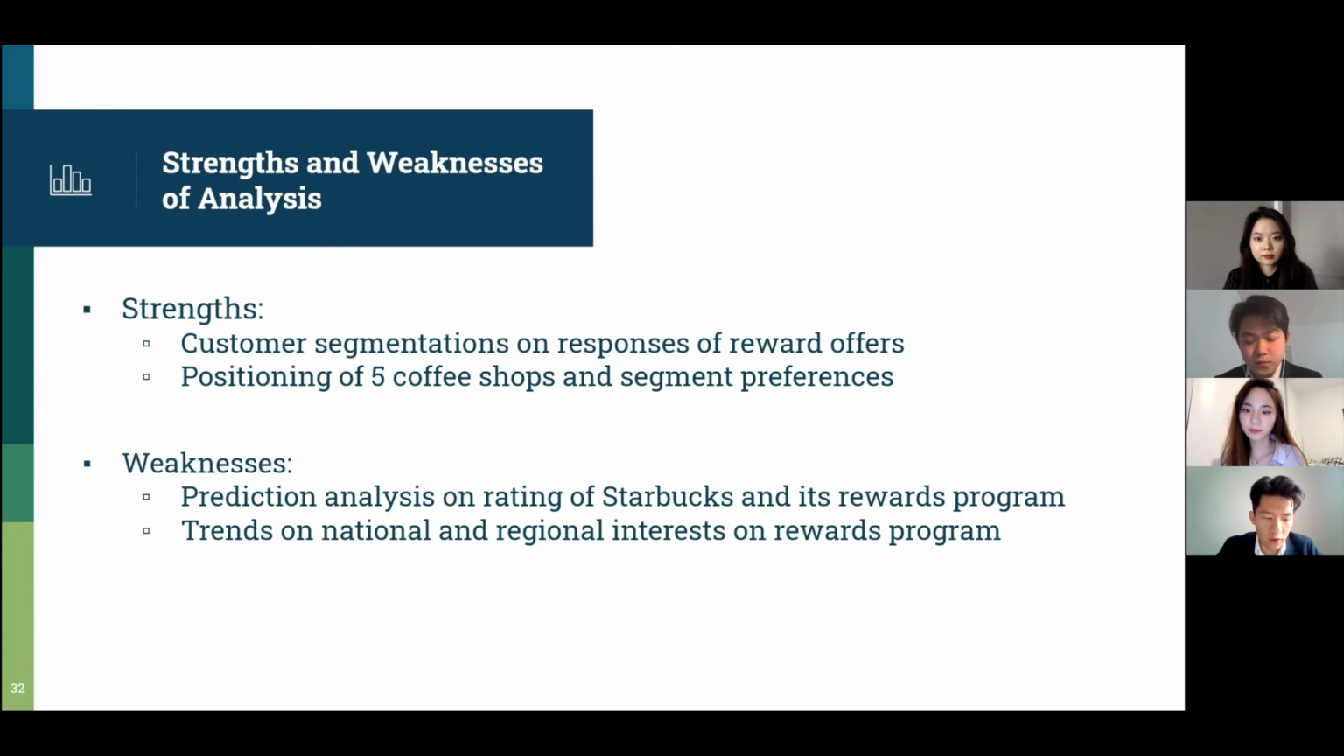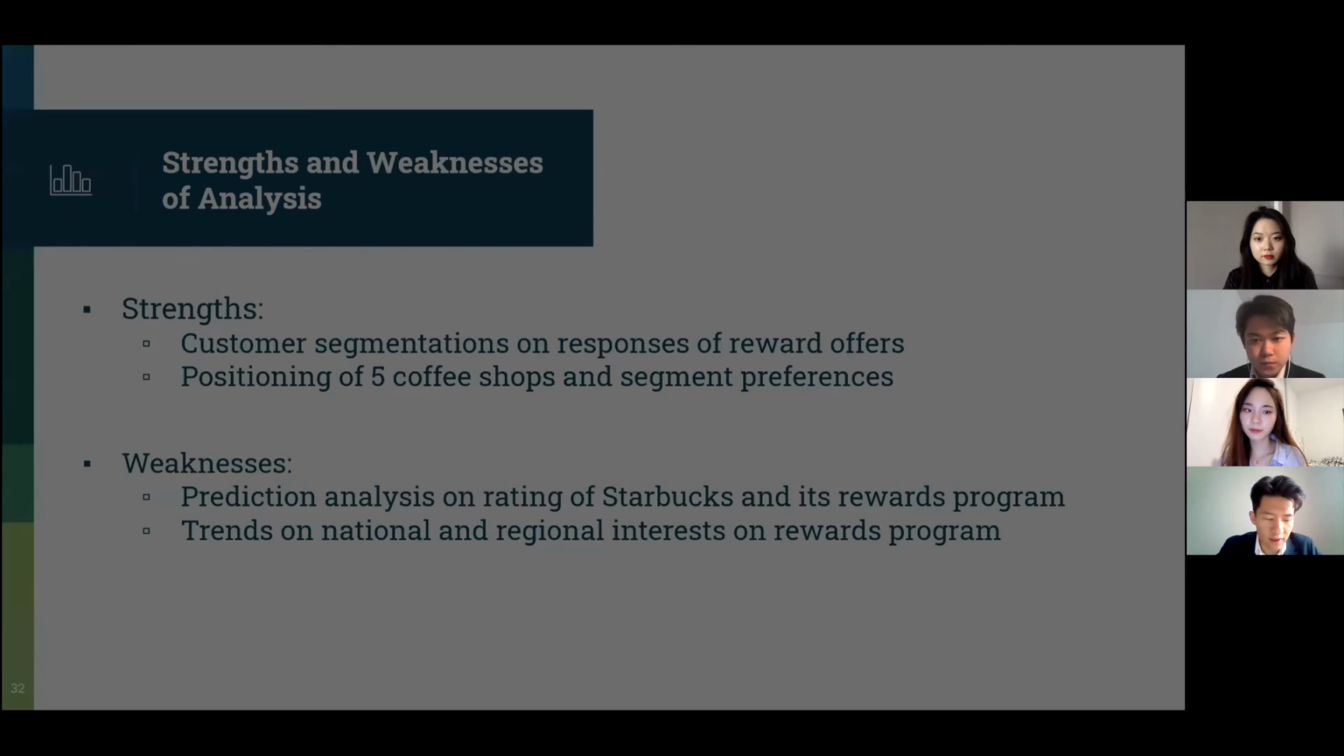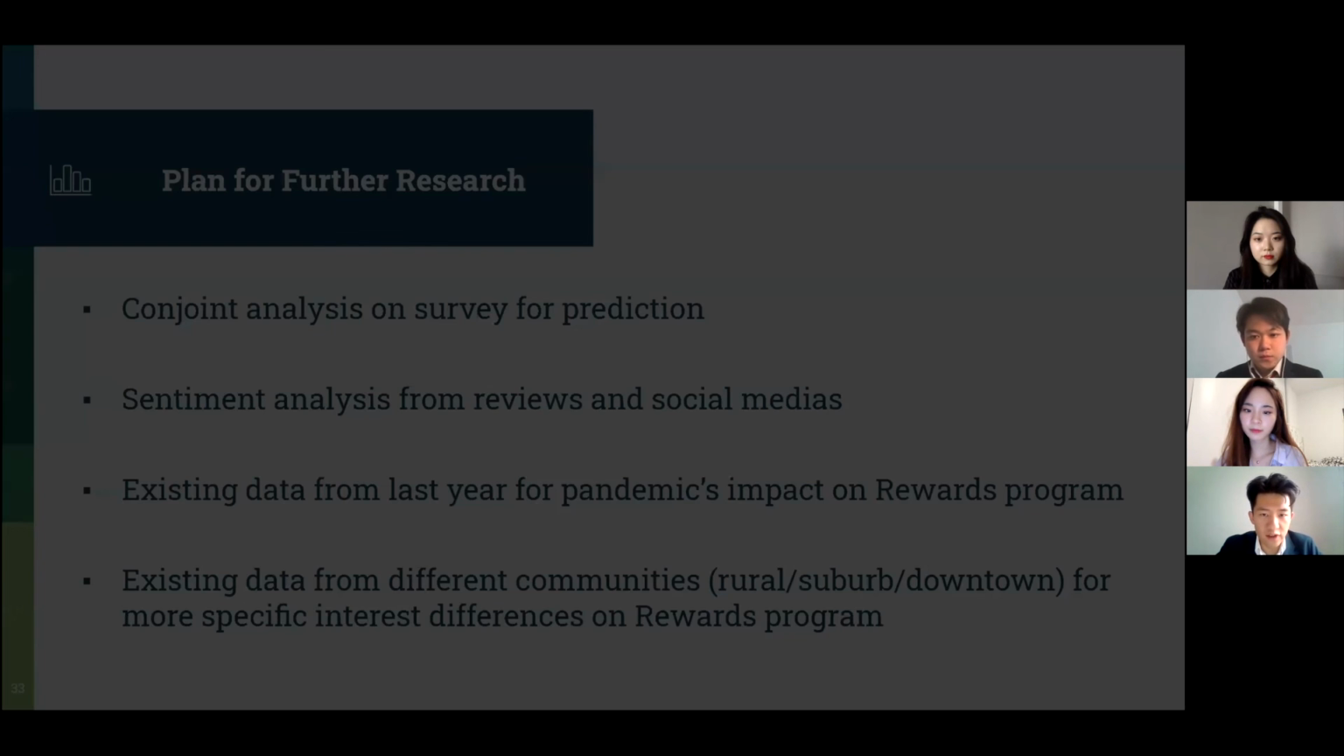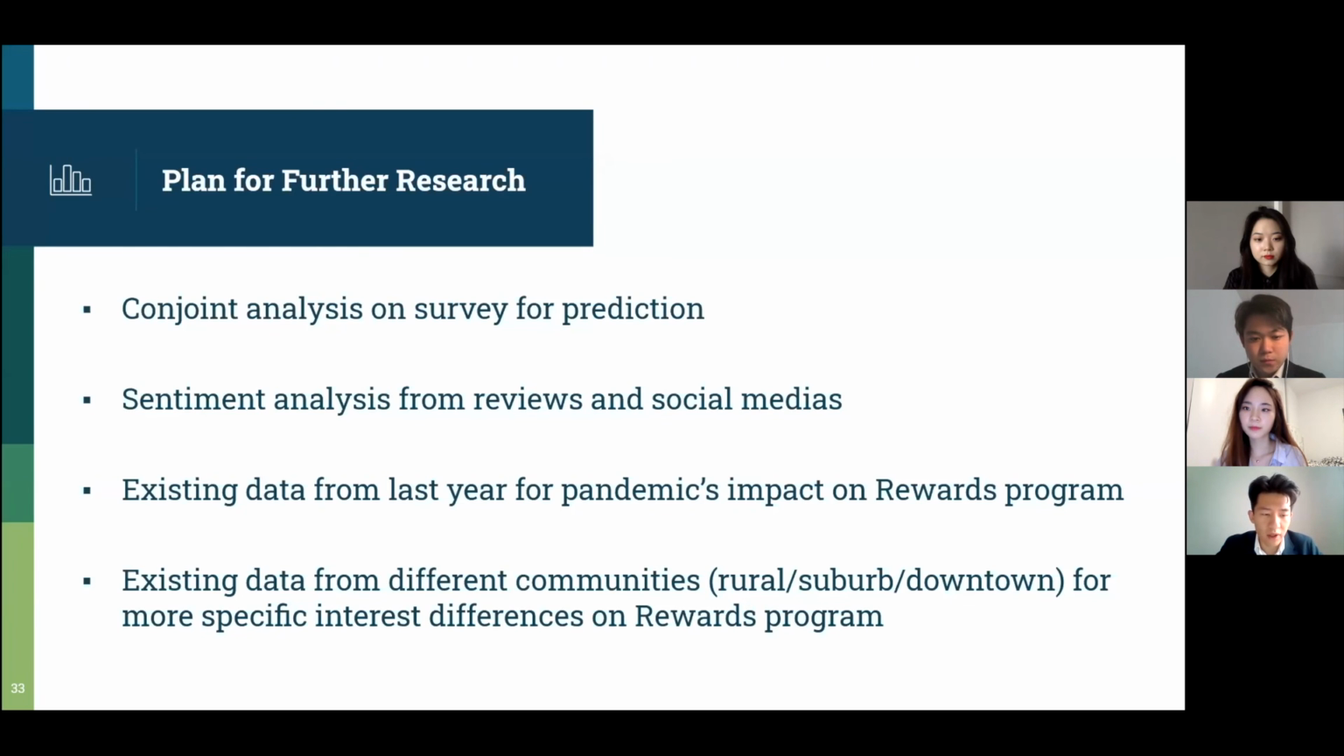For future improvements, we can use conjoint analysis on the survey for prediction and sentiment analysis from reviews and social media. We can also use existing data from last year for the pandemic's impact on the rewards program and existing data from different communities like rural, suburban, and downtown for more specific interest differences.